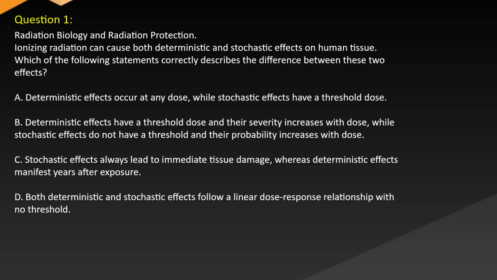A. Deterministic effects occur at any dose, while stochastic effects have a threshold dose. B. Deterministic effects have a threshold dose and their severity increases with dose, while stochastic effects do not have a threshold and their probability increases with dose. C. Stochastic effects always lead to immediate tissue damage, whereas deterministic effects manifest years after exposure. D. Both deterministic and stochastic effects follow a dose-response relationship with no threshold.